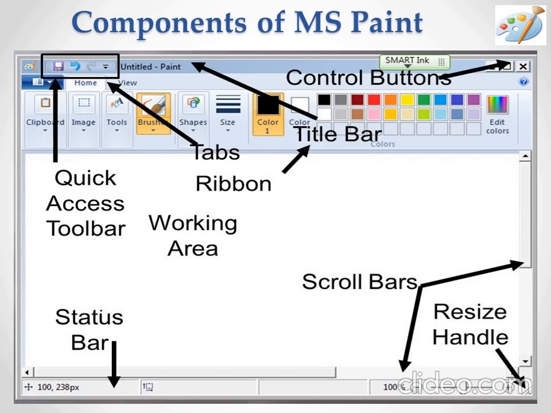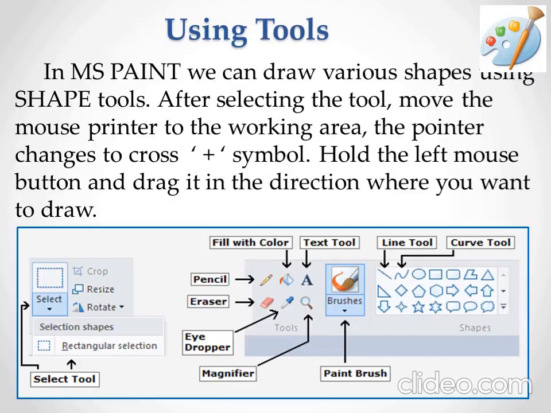There are two types of tab. Home and View. What is it called? Tab. So which is the ribbon? The overall box which is under the title bar is your ribbon. And what is this blank white area where we draw and color? What is it called? Working area. Okay.